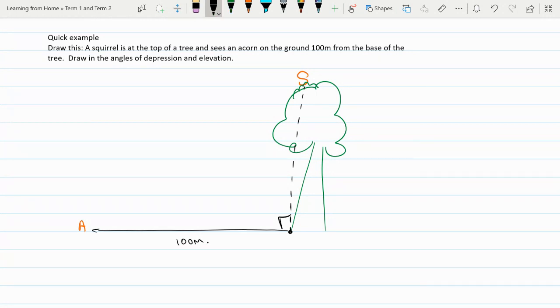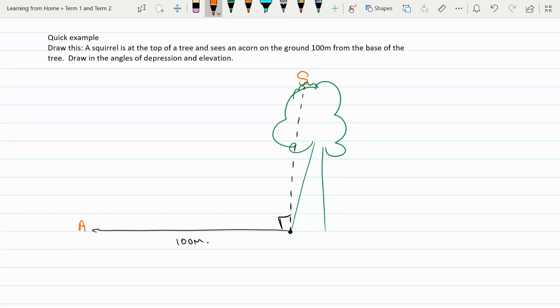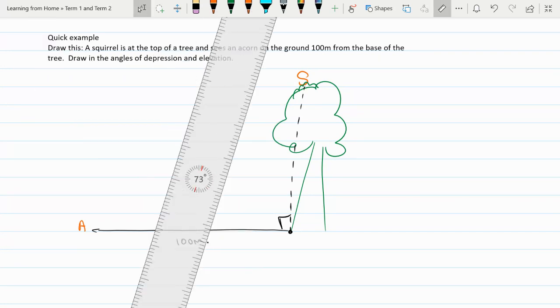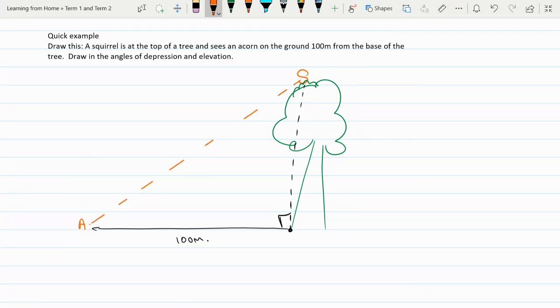We're asked now about angles of depression and elevation. So we obviously need to be connecting the squirrel and the acorn. I'll use the ruler for this. So there's our squirrel, there's our acorn. Okay, so now we have a triangle, which means that we have some angles.